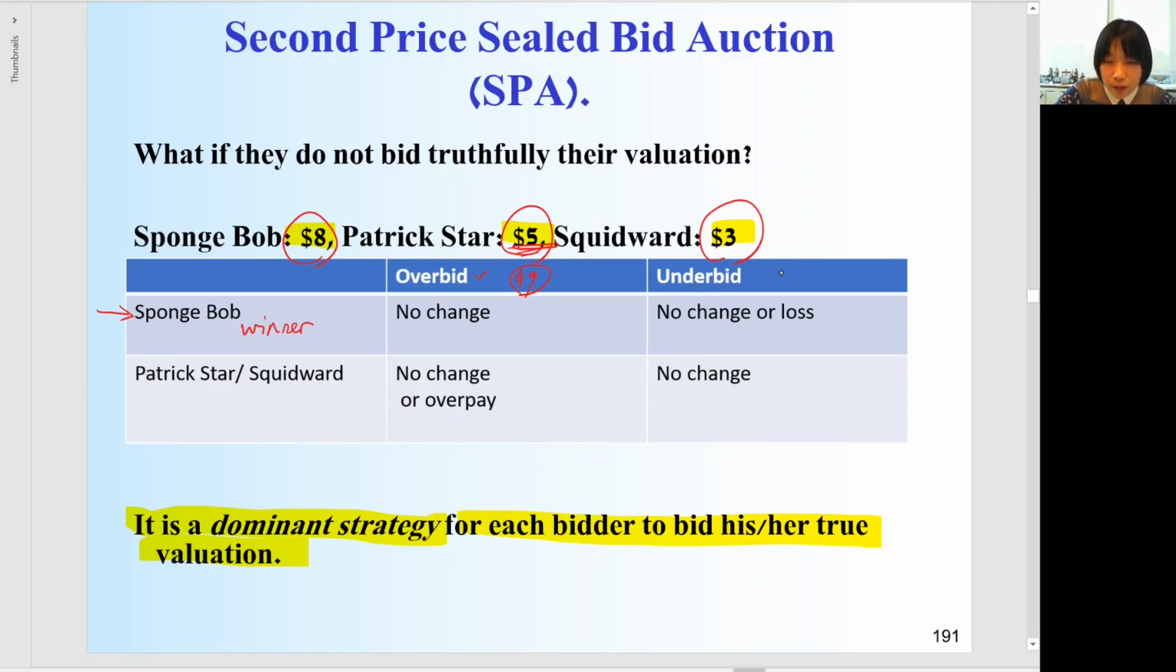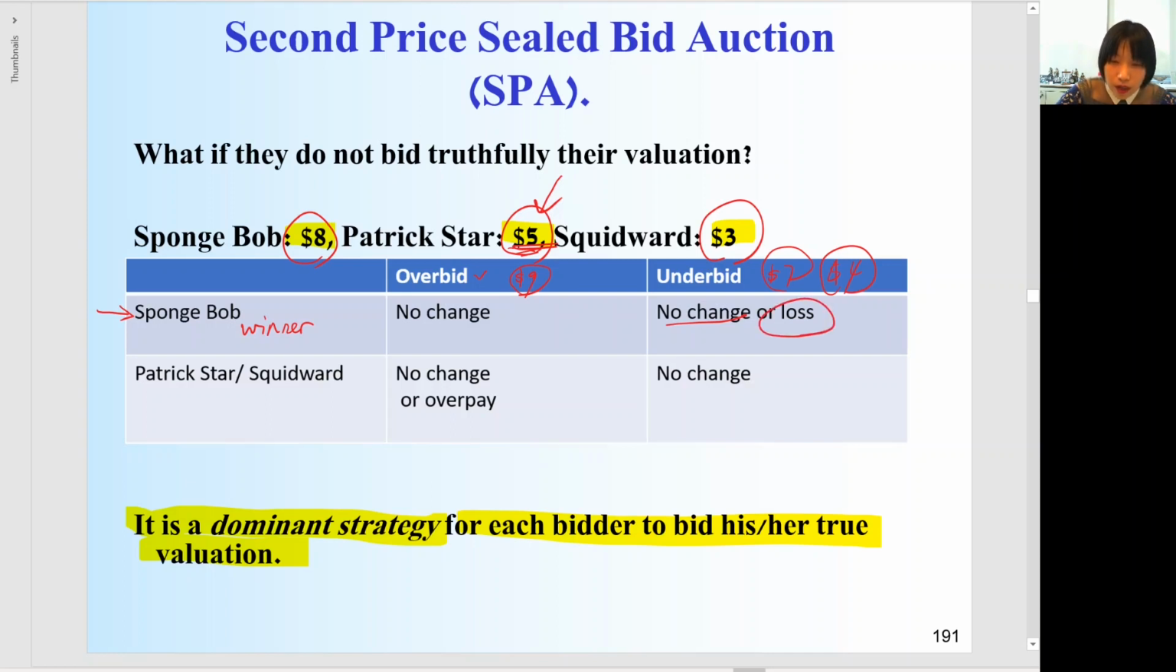However, if he underbids, let's say instead of $8, he says $7. If so, he's still the highest value. He wins the item, still pays $5, no change. But what if he underbids for a very low price, let's say $4? In this case, he is no longer the highest bidder. Patrick Star will win this game. So he doesn't win, and it's a loss for him.